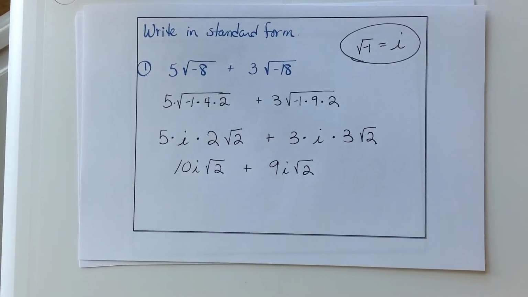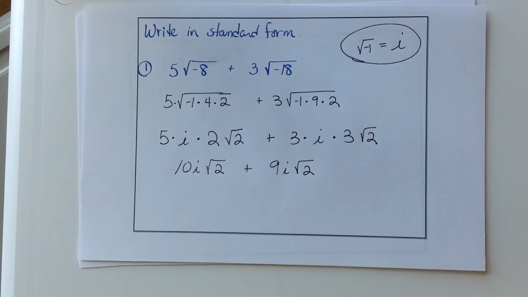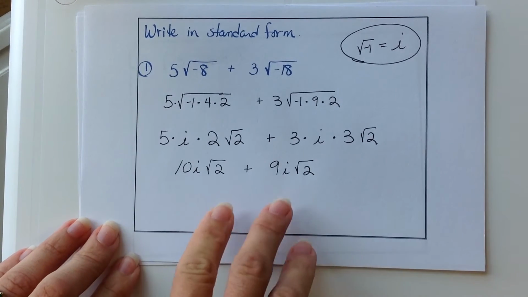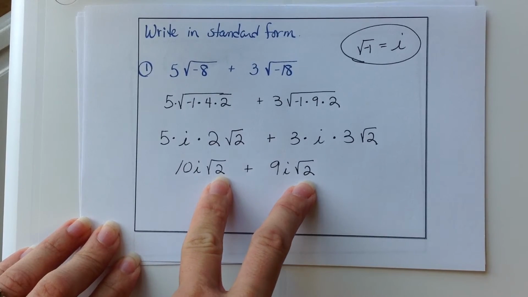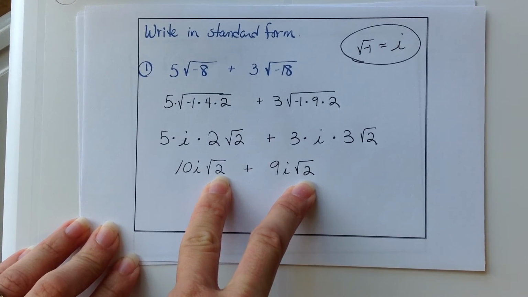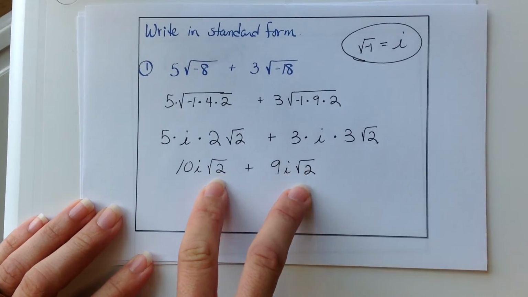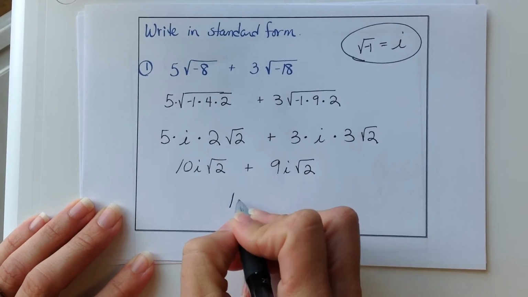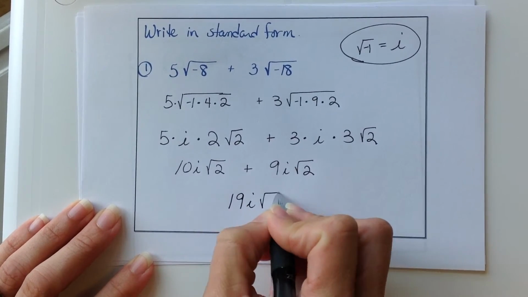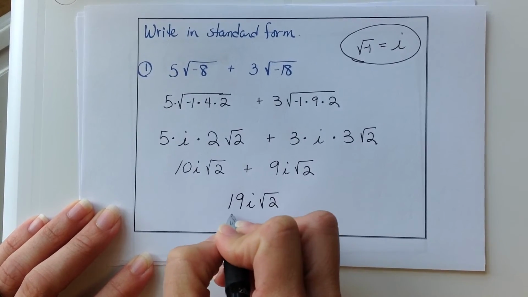Now on this one we can go another step. Sometimes you can, sometimes you can't. But going back to your radicals, if you remember, when it comes to adding and subtracting, the number under your radical has to be the same in order for you to add. So you can add these together and you'll have 19i square root 2.